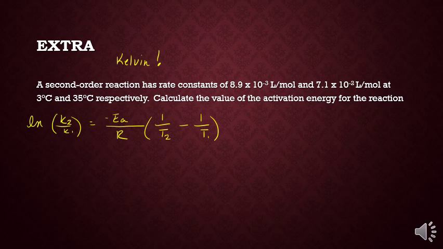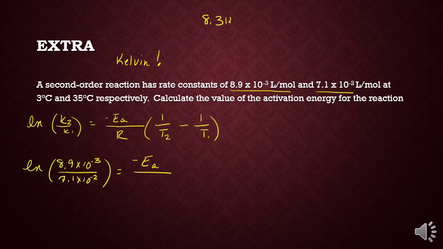Okay, so a second order reaction has rate constants of this amount, so the natural log of 8.9 times 10 to the negative third, and then we need the second one, 7.1 times 10 to the negative second. We're solving for the activation energy, and we know this is in kilojoules and R is in joules. Well, I take 8.3145 joules, and I'm just worried about joules. I know that 10 to the third joules are in 1 kilojoule.